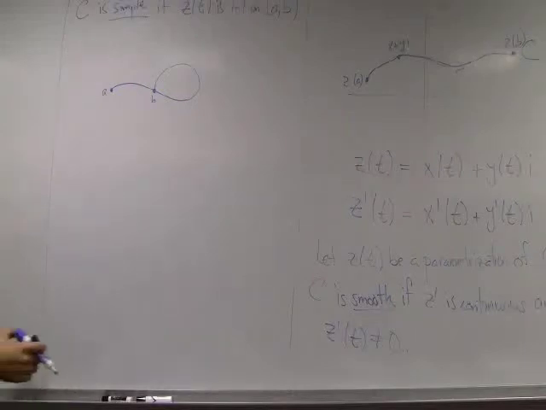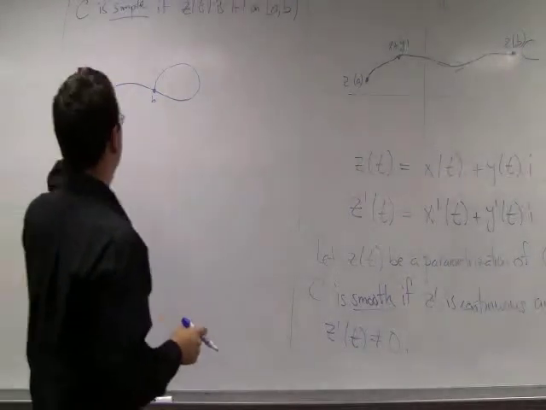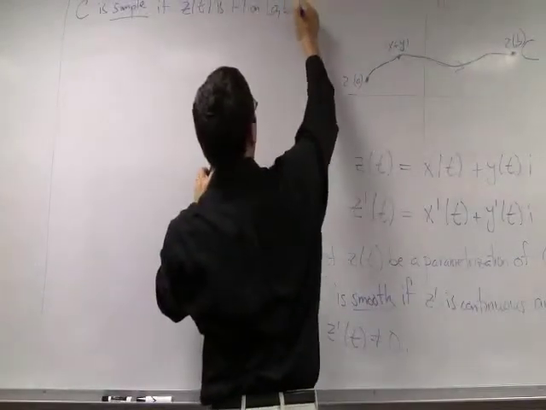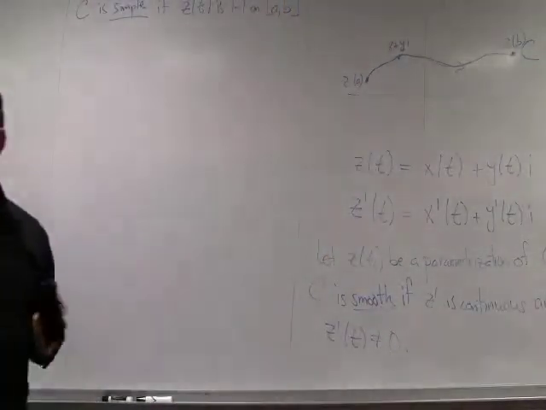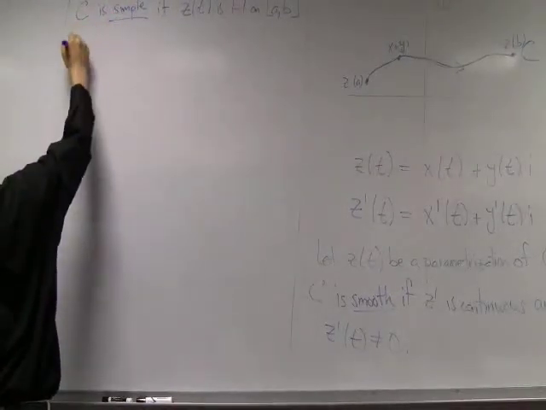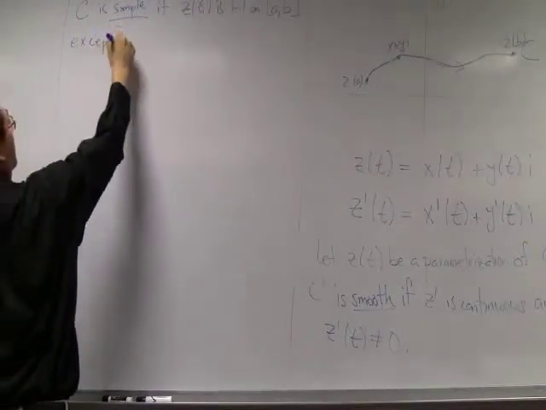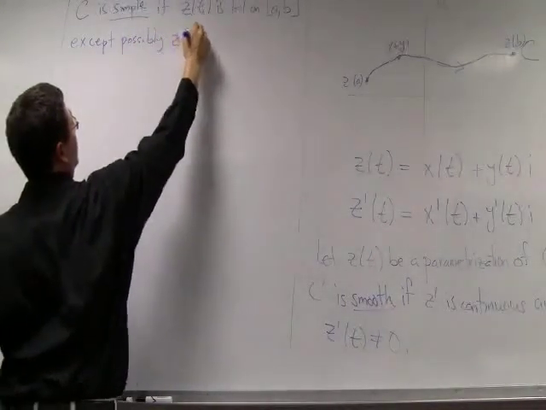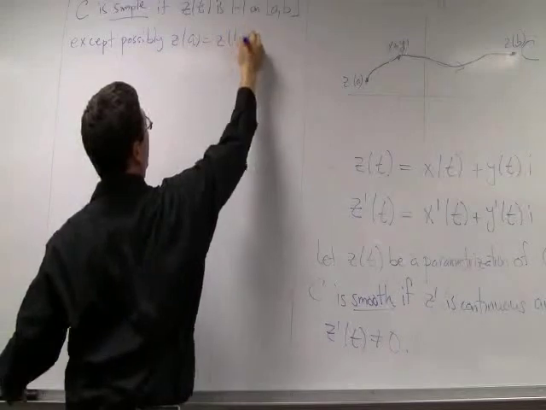So let's turn this into a square bracket, and then just say except possibly. It's 1-to-1 on A to B, except possibly Z of A equals Z of B.